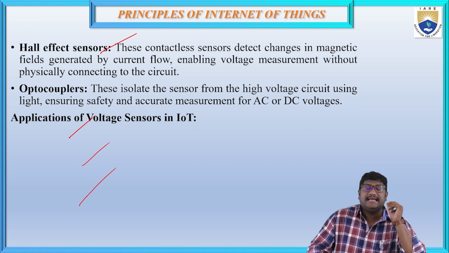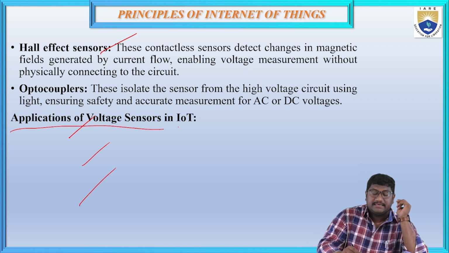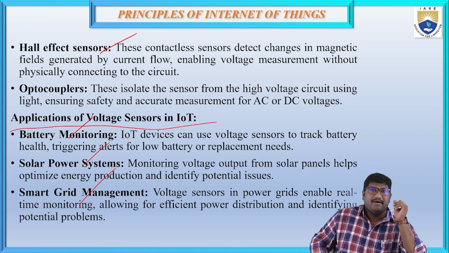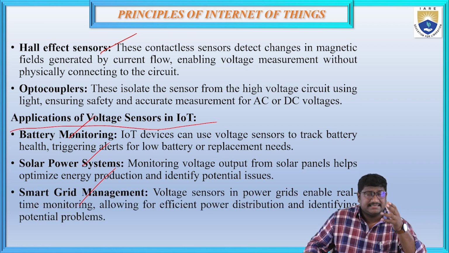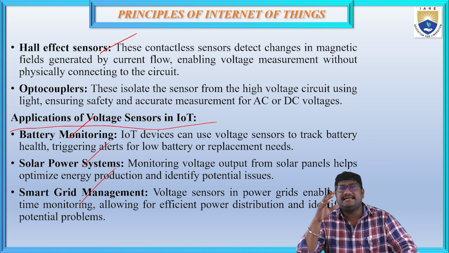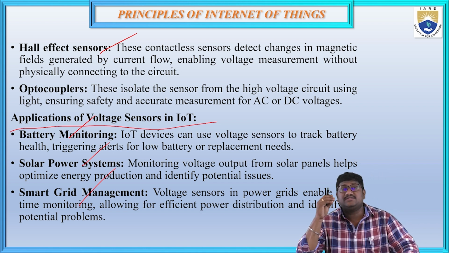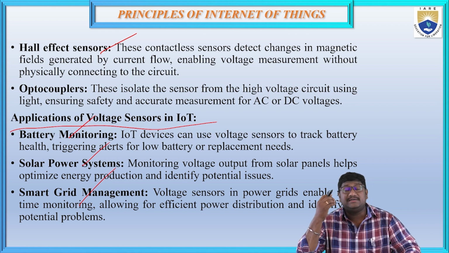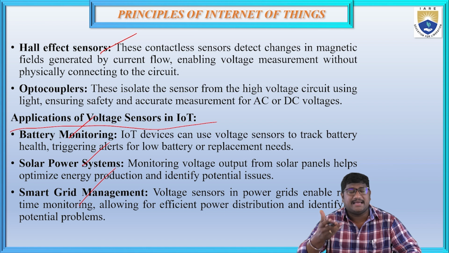And coming to the applications related to voltage sensors in IoT, have a look: battery monitoring, solar power systems, smart grid management. First, we will discuss these three in detail. Battery monitoring is one of the best applications of this particular voltage sensor. Every IoT device will use this voltage sensor to track the battery health and also to trigger alerts for low battery or for replacement requirements.